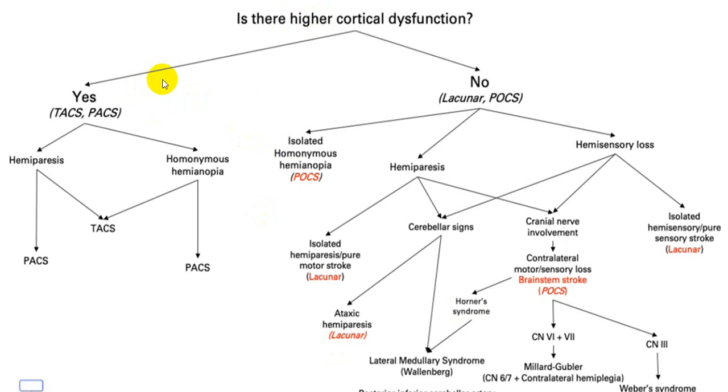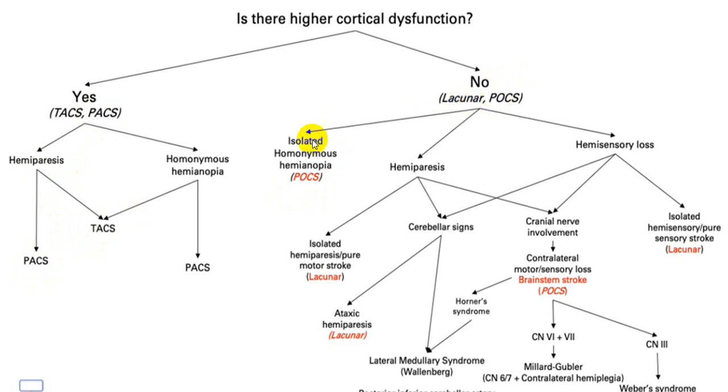So, if higher cortical dysfunction, then it goes more in favor of what we call a total anterior cerebral artery circulation or partial anterior cerebral artery circulation. Hemiparesis, either partial or total. If the answer is no, maybe lacunar infarct or posterior.